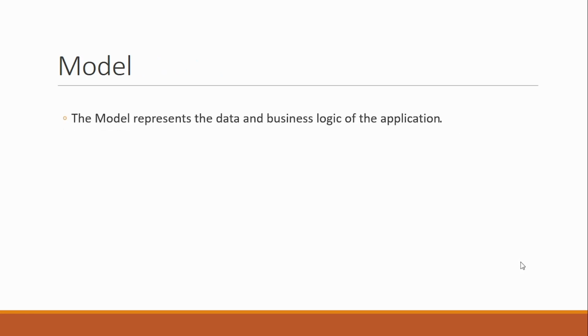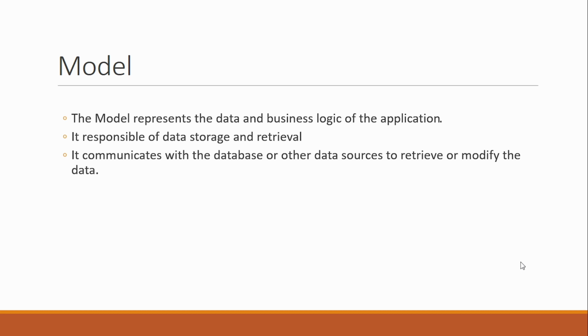So the model component of the MVC pattern is a crucial element of software development. It is responsible for the data storage and retrieval, handling all the data and business logic of the application. The model communicates with the database or other source to retrieve or modify the data, ensuring its consistency and accuracy. In a way, the model is like the engine of a car, providing the necessary power to drive the application forward. It needs to be well designed and structured, ensuring that the data is stored and retrieved efficiently and correctly.